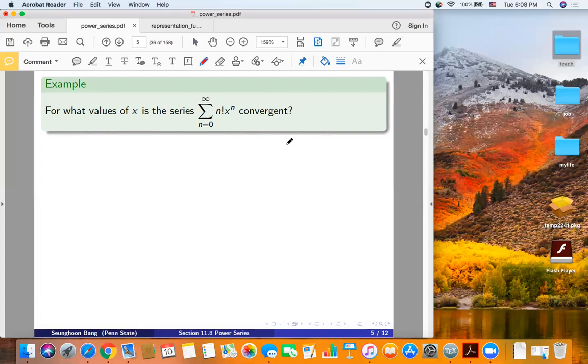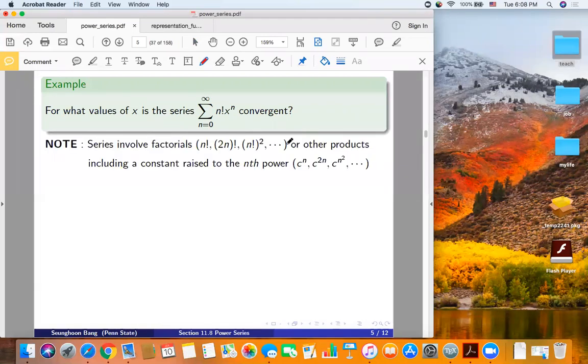Odari said ratio test. So yeah, the ratio test. Okay, it's right. When the series involves factorial forms or other products, including a constant raised to the nth power, c to the power n, c to the power 2n, c to the power n squared, we always use the ratio test.